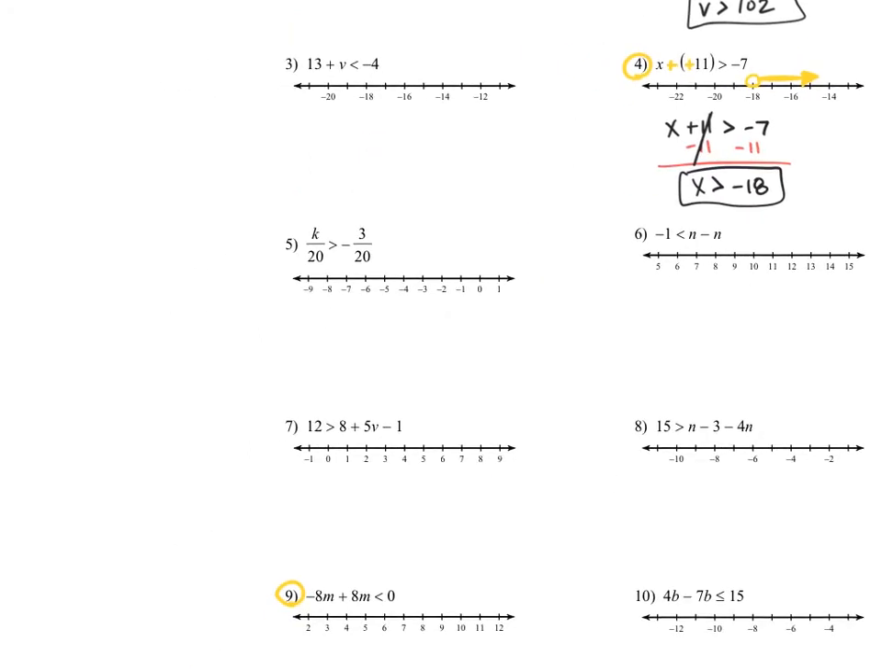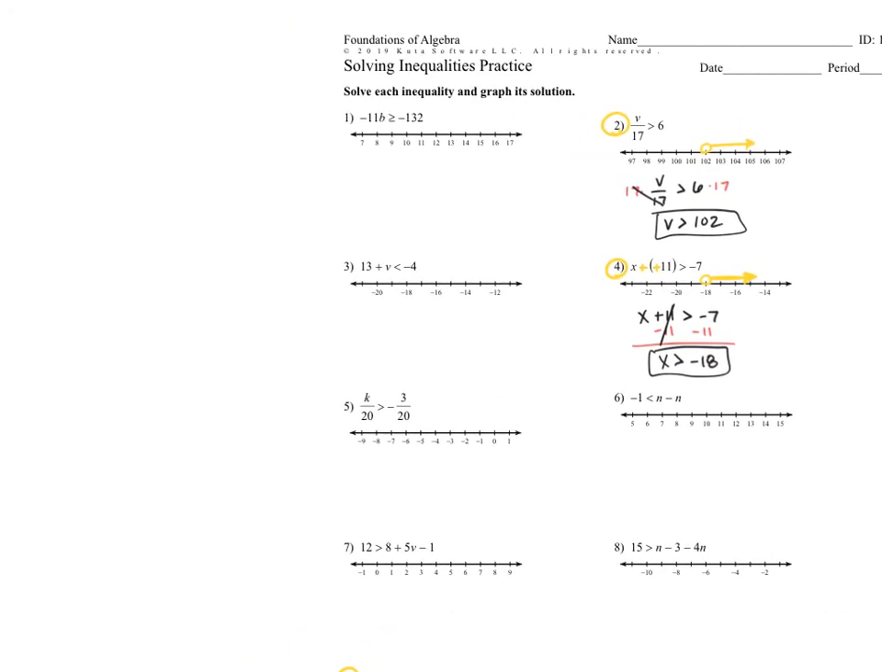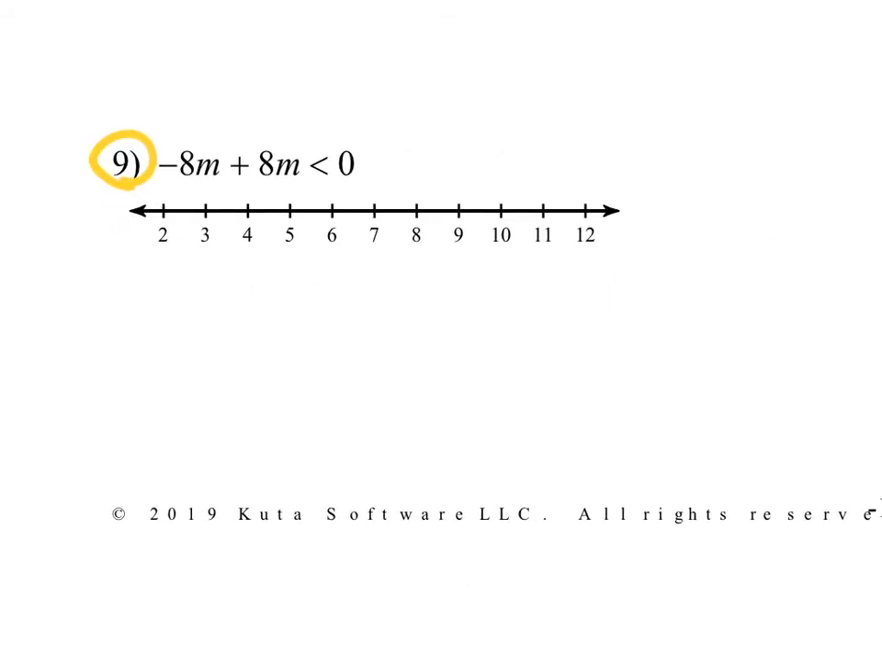All right, now, I'm going to look at one more after I do number 9, I decided. Okay, so let's look at number 9, though, real quick. Right here, we have negative 8m plus 8m is less than 0. Well, negative 8m and 8m will combine to make 0. They will cancel each other out. So you're left with 0 is less than 0.